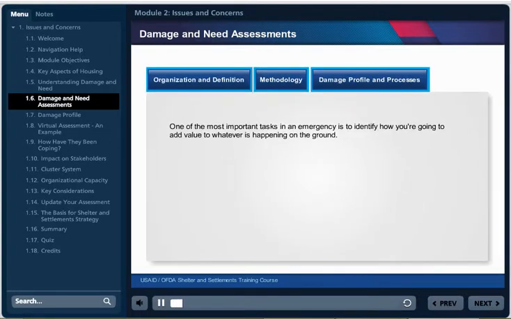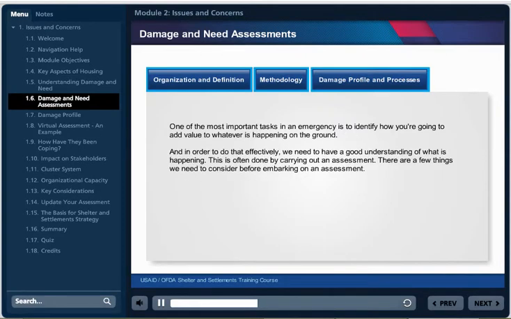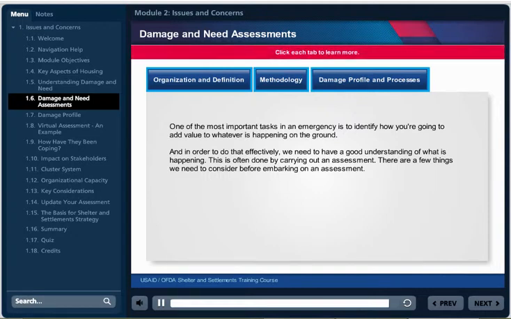One of the most important tasks in an emergency is to identify how you're going to add value to whatever is happening on the ground. And in order to do that effectively, we need to have a good understanding of what is happening. This is often done by carrying out an assessment. There are a few things we need to consider before embarking on an assessment. Click each tab to learn more.